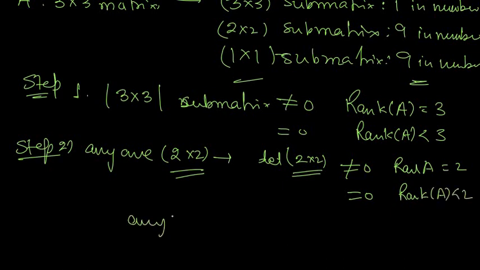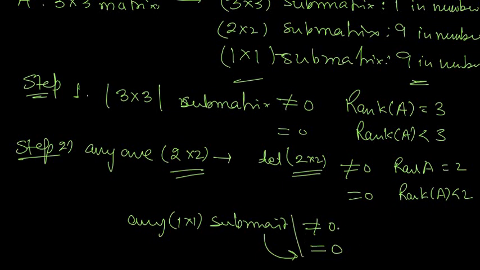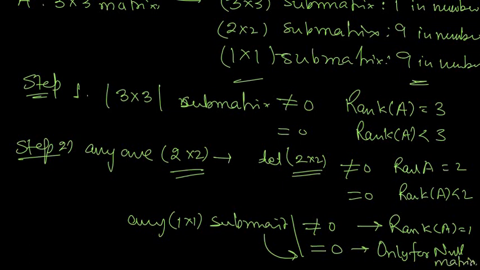And then you have to check any 1 cross 1 submatrix. If its determinant is not equal to 0, that may be another, that is a special case. If that determinant is equal to 0, there are two cases possible. If not equal to 0, then the rank is equal to 1. If equal to 0, that happens only for the null matrix, whose rank is 0. All the elements of the matrix are 0. Okay, so sorry for this mistake, but I fixed it here.